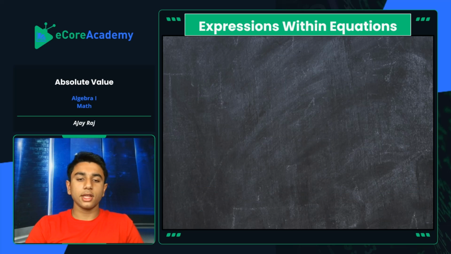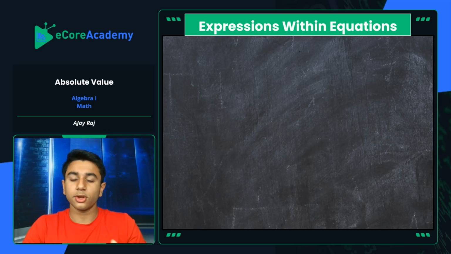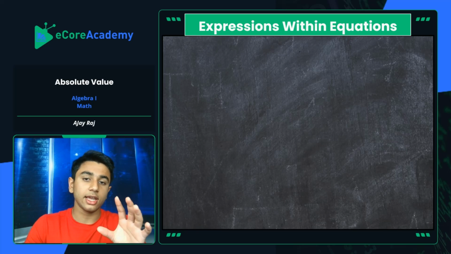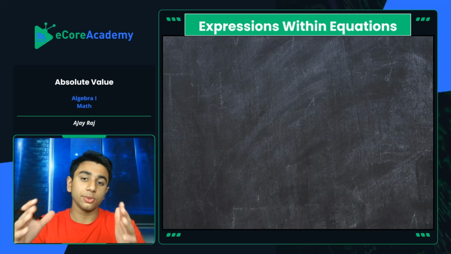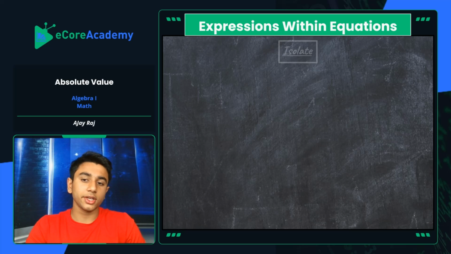Now on to our last slide, which is what we're building up to in this entire lesson. We're building up to this type of problem here. We're going to look at expressions within equations. So we're going to make it a whole equation, but we're going to be adding other values outside of the absolute value and putting an expression within the absolute value sign, not just a single variable. So let's take a look at this problem.